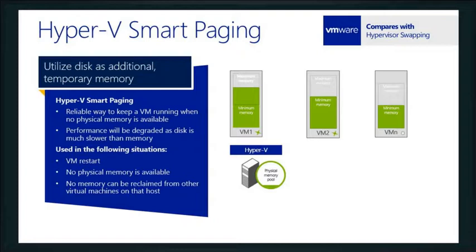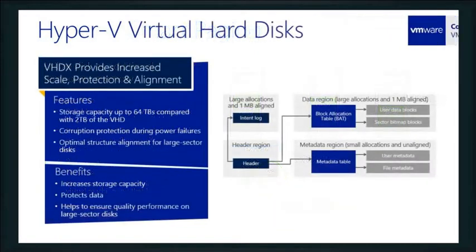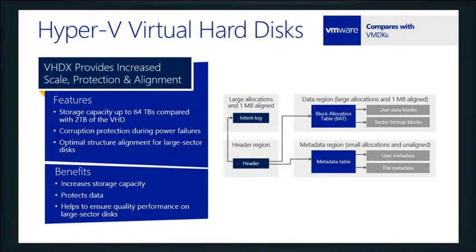And that's very similar to what hypervisor swapping does for VMware. Smart paging is just our way to be able to handle those requests when we get out of that concept of memory that we use inside of our environments. Okay. Remove page memory after virtual machine restart. And then eventually that memory is going to come back as reclaimed after our startup. So we have the ability to work with those types of things like memory.